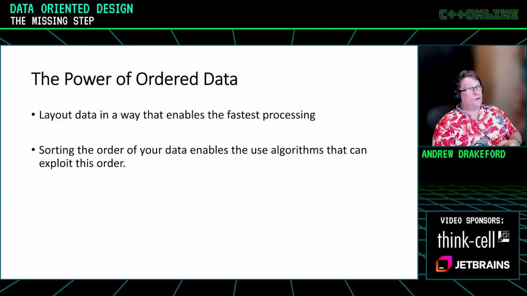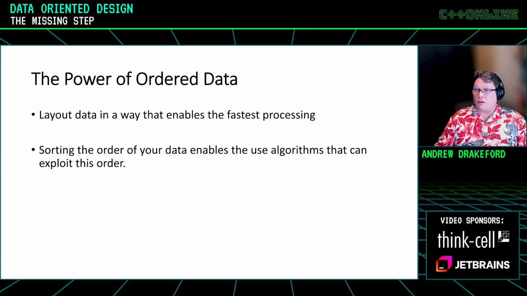So, memory access, the power of ordered data. If we lay our data out in a way that enables it to do fast processing, we can use better algorithms. These have better O(n) and also probably better data locality of reference and better memory usage. So, order your data, use better algorithms.